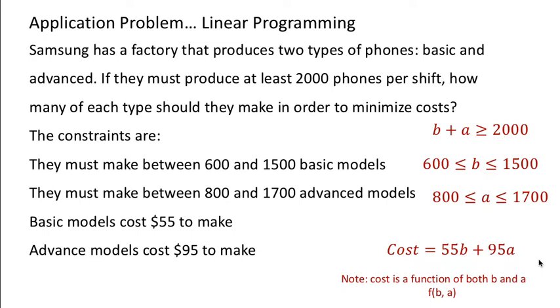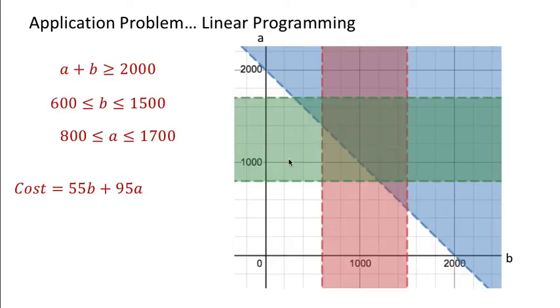Okay, so let's do this thing. So there are our inequalities. Here's the graph they make. A plus b is greater than or equal to 2,000. That's this blue section. You can tell it goes from 2,000 to 2,000 because if b equals 0, a equals 2,000. If a equals 0, b equals 2,000. B is this red section here, and A is this green section here. Okay, so the place where they all cross over is right here, this feasible region.